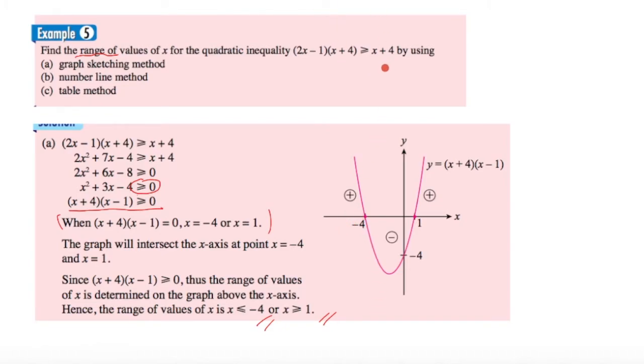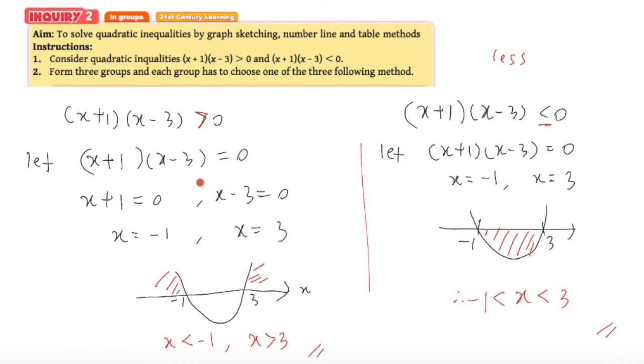Okay? If it is less than 0, your answer will be in between. When you're solving the question, no need to write all these sentences. This one is for you to understand. When you solve a question, I emphasize again, use this method. You must let it equal 0, then you get your x, and then you just draw a simple graph like this. You show negative 1 and 3. When it's more than 0, you take the left and right, you just show the shaded region here. And that's it. If less than 0, just in between.